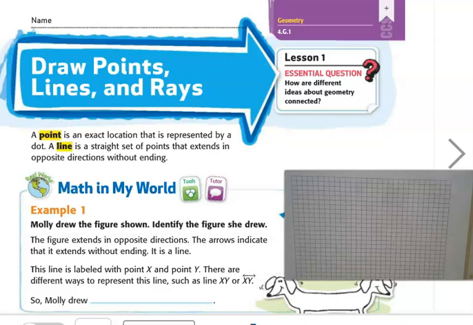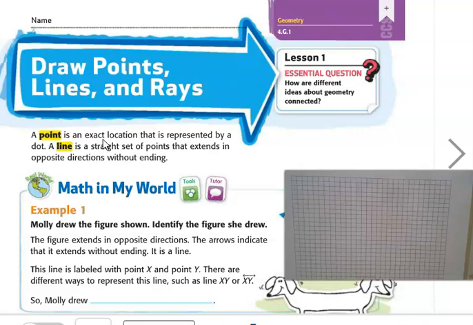Welcome to the last chapter of the book, chapter 14. We're in geometry. Our essential question for this chapter is, how are different ideas about geometry connected? We're going to be drawing points, lines, and rays, and we'll explain what all of those are through this lesson.